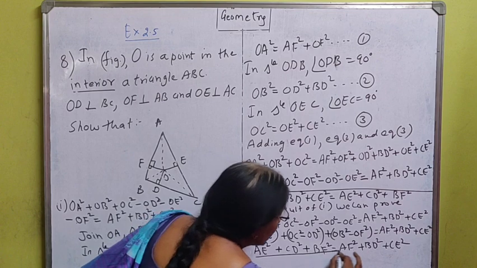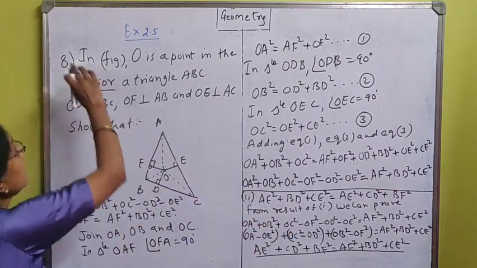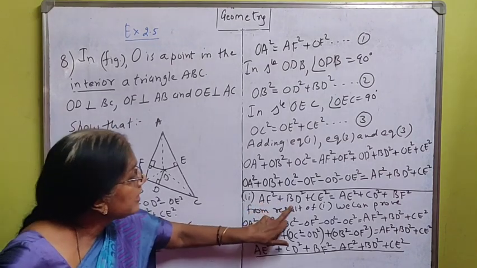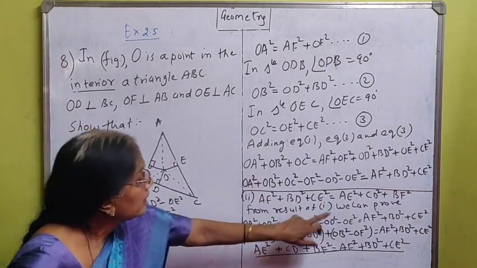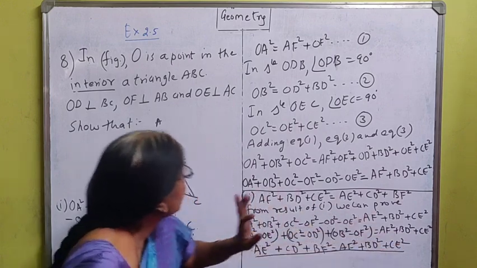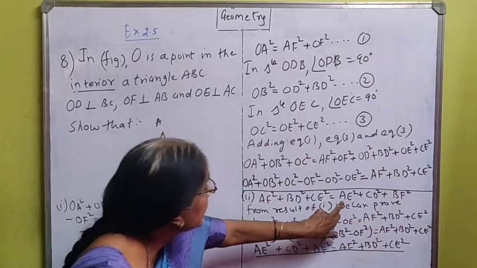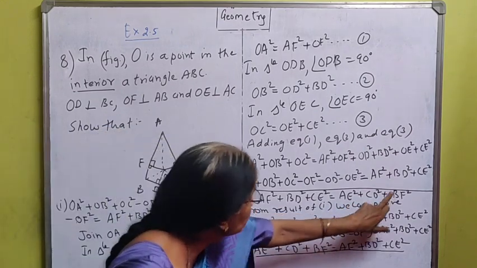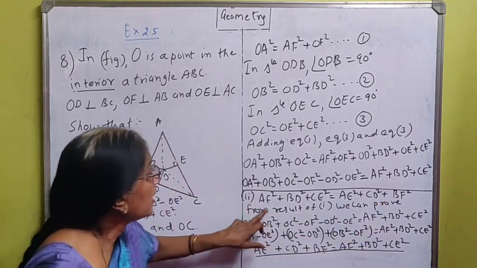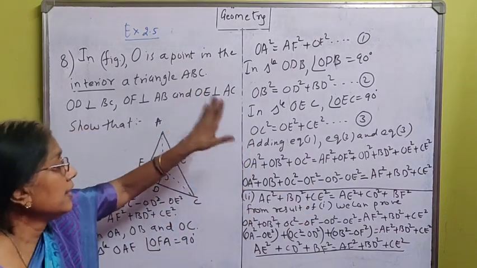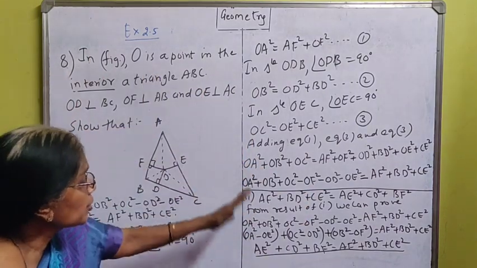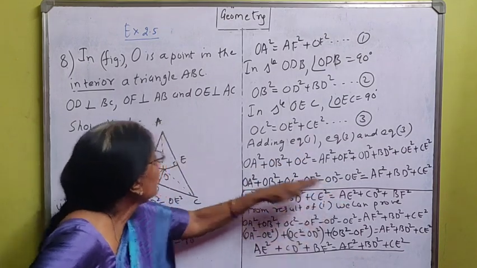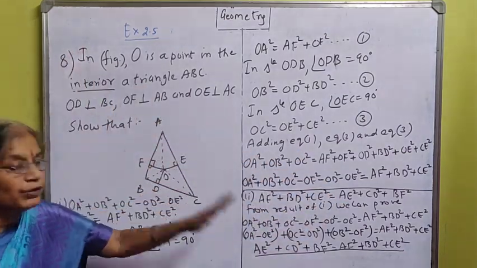So we have proved the second one in the 8th sum also. What has he asked us to prove? AF square plus BD square plus CE square is equal to what you have to prove? AE square is there, plus CD square is there, plus BF square is there. So the result of the first in the 8th sum helps us to prove the second given example in the 8th sum. So this is how you have to prove it.